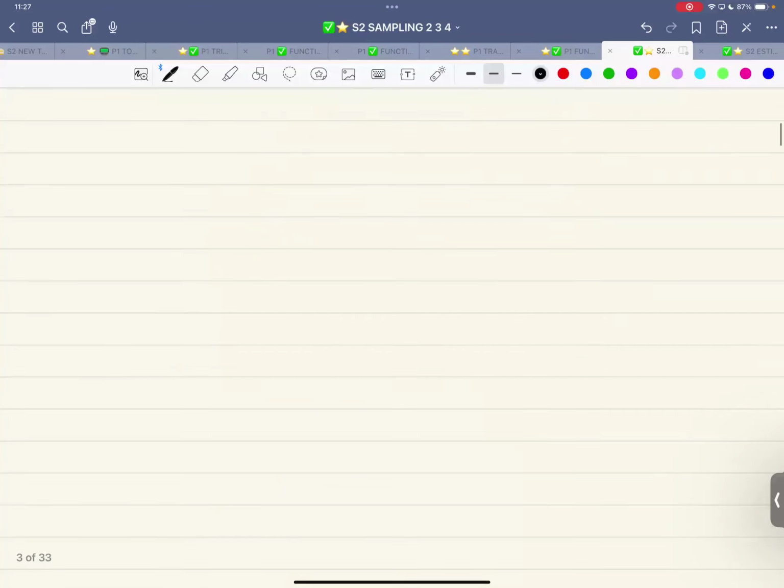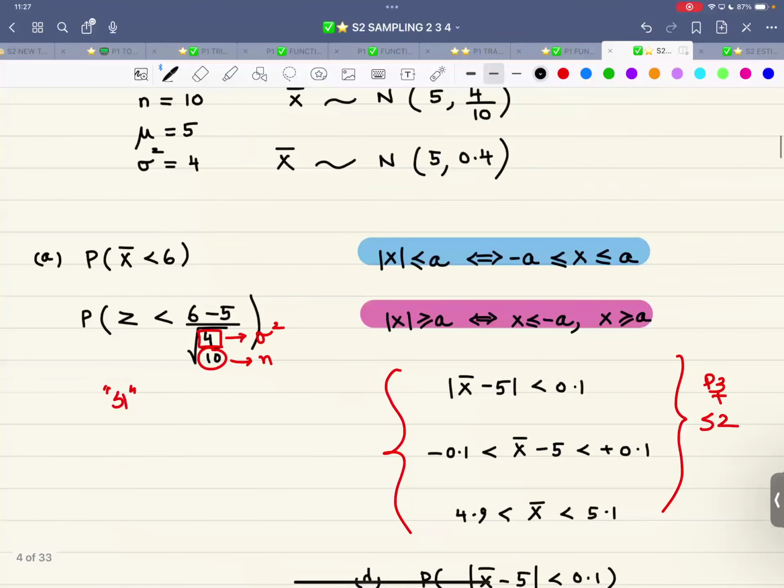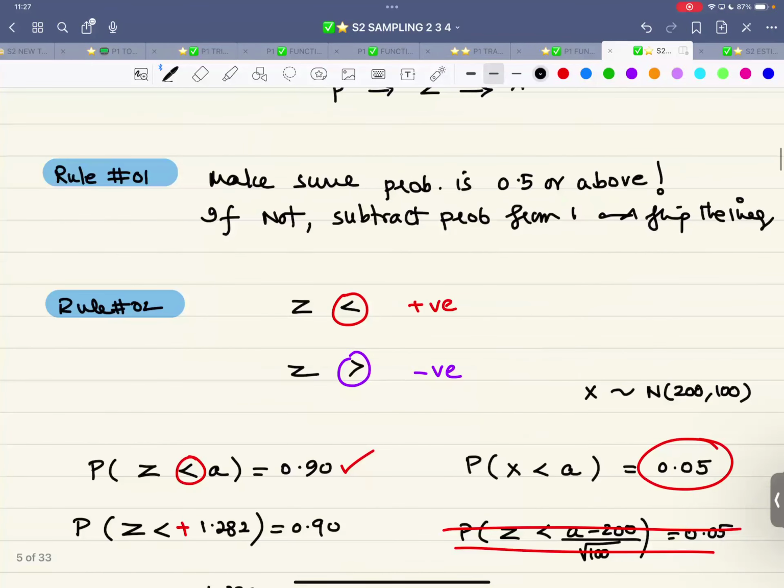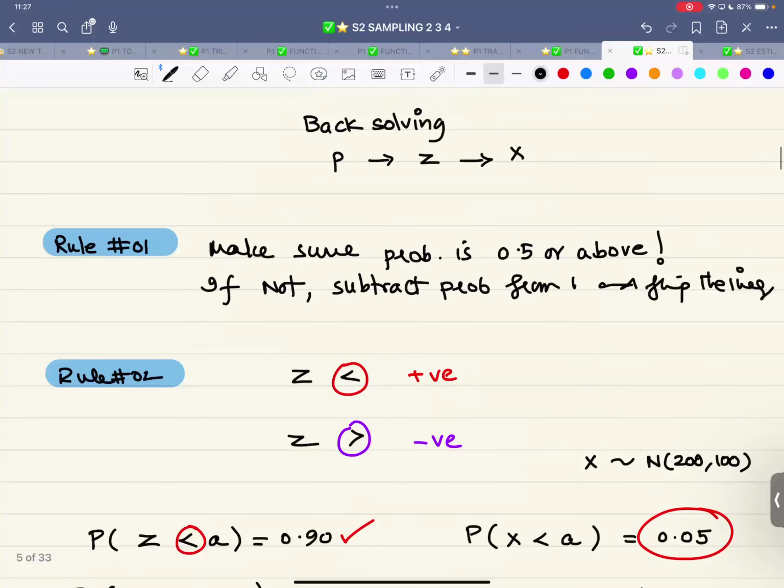Now, we talked about all these things. We did some questions. Maybe those questions were different. This is different. Basically, now we have to focus on back solving. That means we will use the probability to find the corresponding z value, to find the value of x. Rule number one, make sure probability is at least 0.5. This is from S1. If not, subtract probability from 1 and flip the inequality.